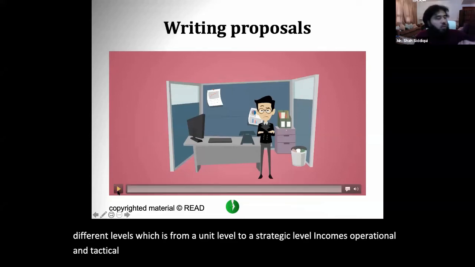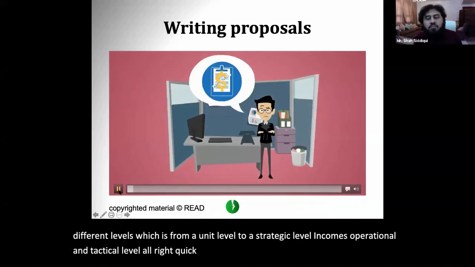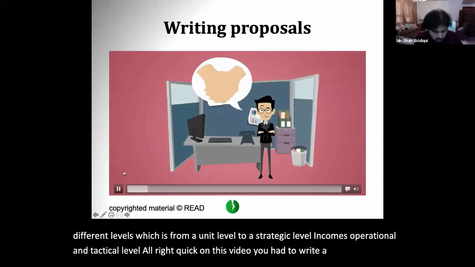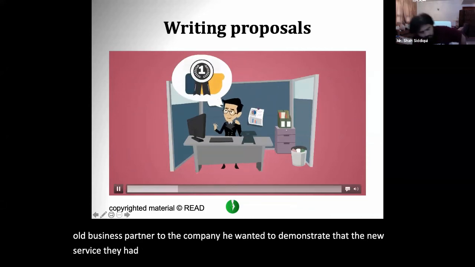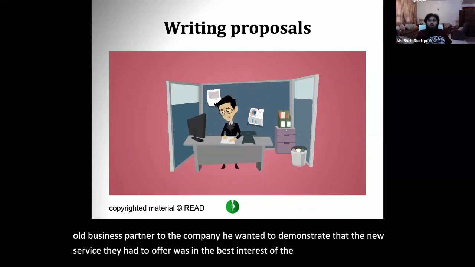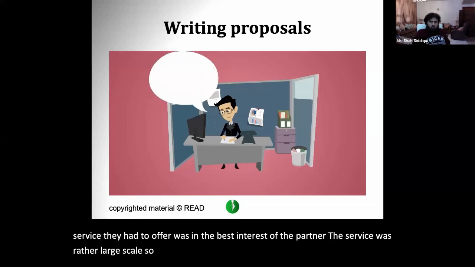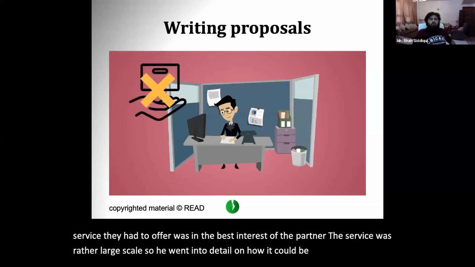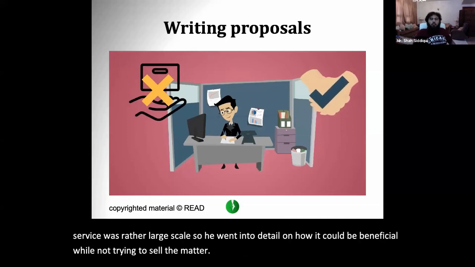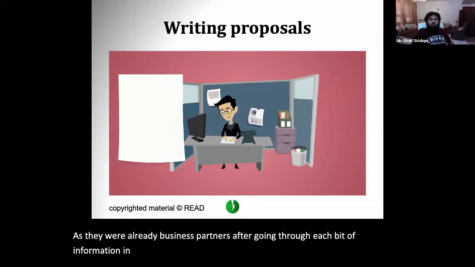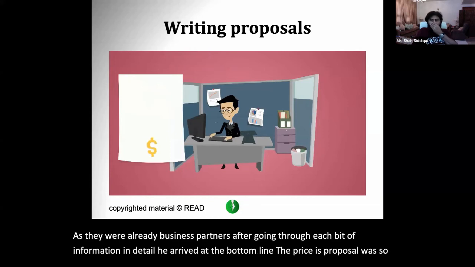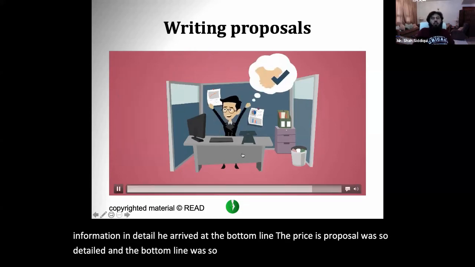All right, quick look at this video. Joe had to write a proposal to an old business partner of the company. He wanted to demonstrate that the new service they had to offer was in the best interest of the partner. The service was rather large scale, so he went into detail on how it could be beneficial while not trying to sell the matter, as they were already business partners. After going through each bit of information in detail, he arrived at the bottom line: the price. His proposal was so detailed and the bottom line so well presented that the old clients now have an even stronger relationship with the company.